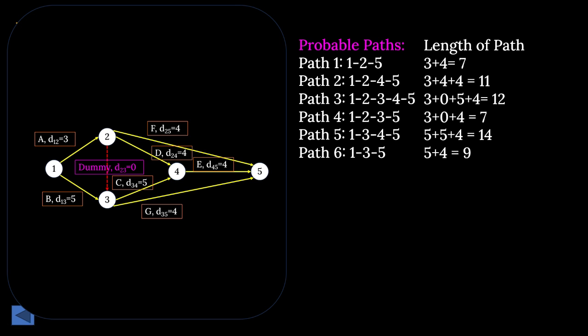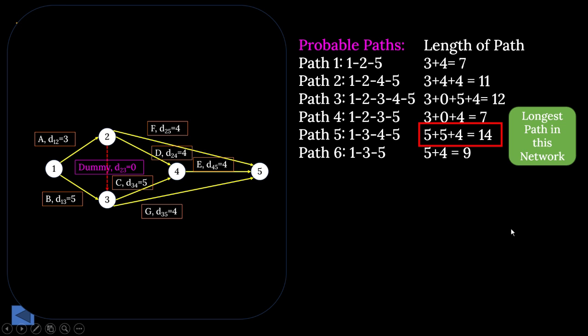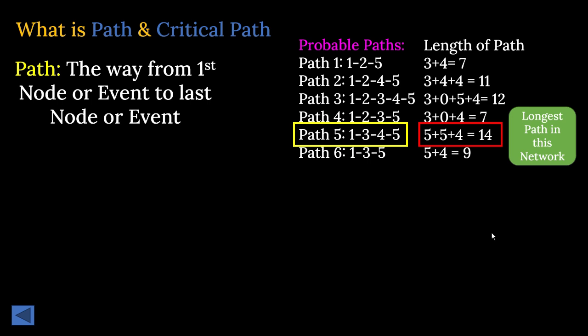Okay, now observations. Out of these length of path, what is the critical activity? The longest path in the network is the critical path. So this is the 14. That means 1 to 3, 3 to 4, 4 to 5 is the longest path. And this is known as the longest path in the network. Fine. Now, so path 1, 3, 4, 5 is the longest path in the network.